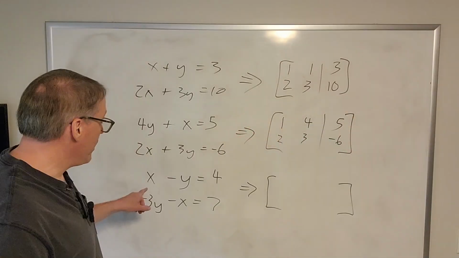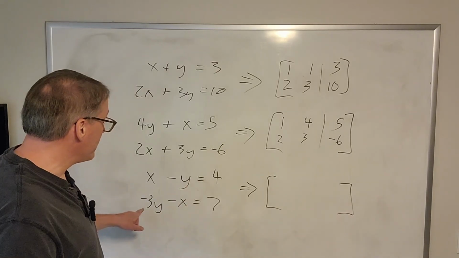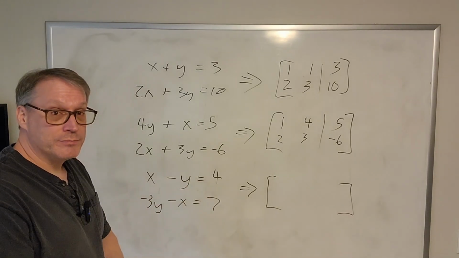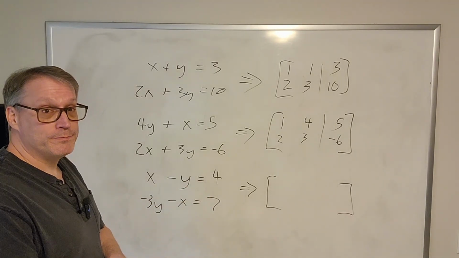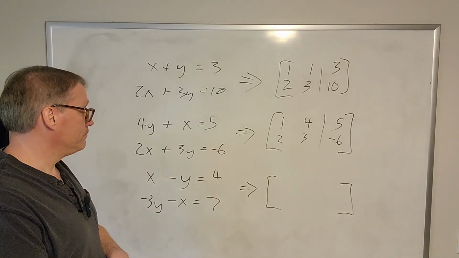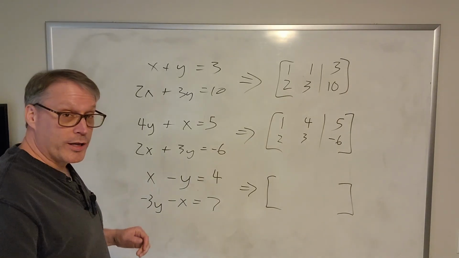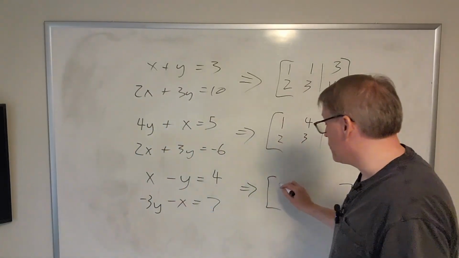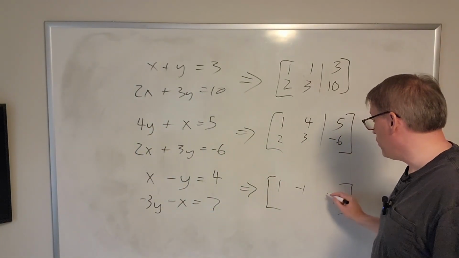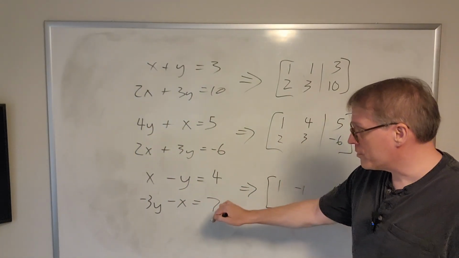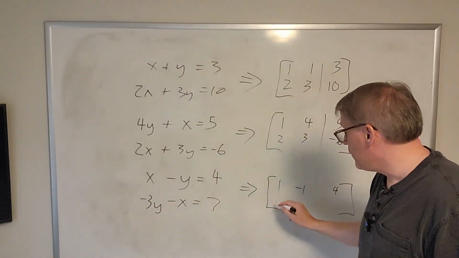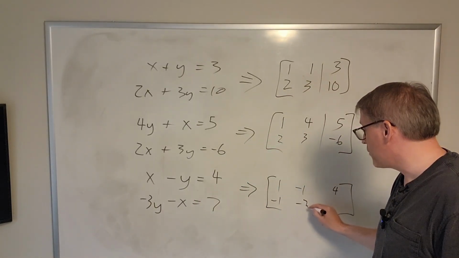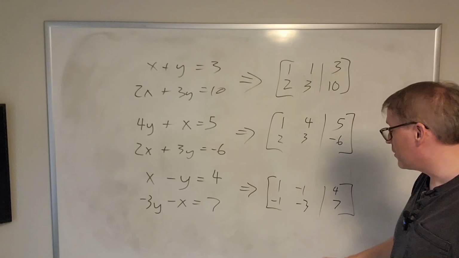Let's do one more. x minus y equals 4, minus 3y minus x equals 7. What would that be in matrix form? Well, again, I'm going to stick the x's in front. This one already has an x in front, so we're good here. 1, minus 1, and 4. Those are coefficients. If I move these around, this would be minus 1, minus 3, and 7. And again, stick the bar there.